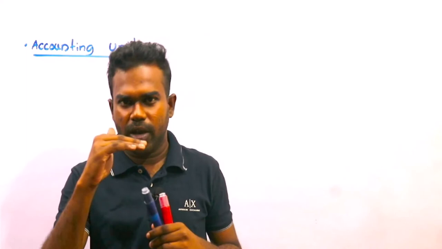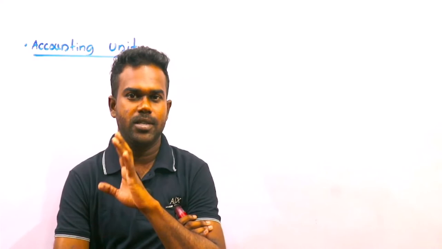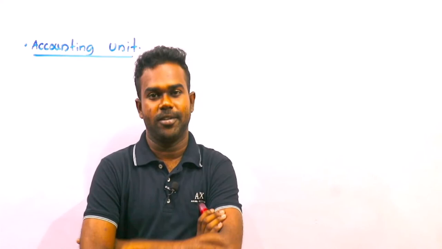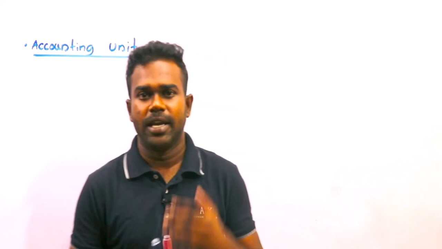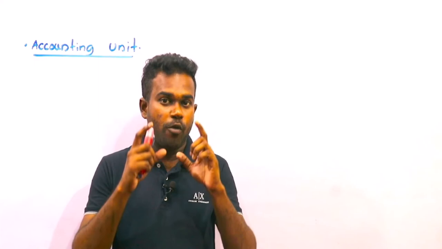What is the meaning of accounting unit? You already know the simple meaning, but let's write down some in detail. An accounting unit actually is the parties who are using accounting. Not only businesses, no, not only businesses. It can be a person, it can be a government, then any activities. If they are using accounting, we have to identify those parties as an accounting unit.